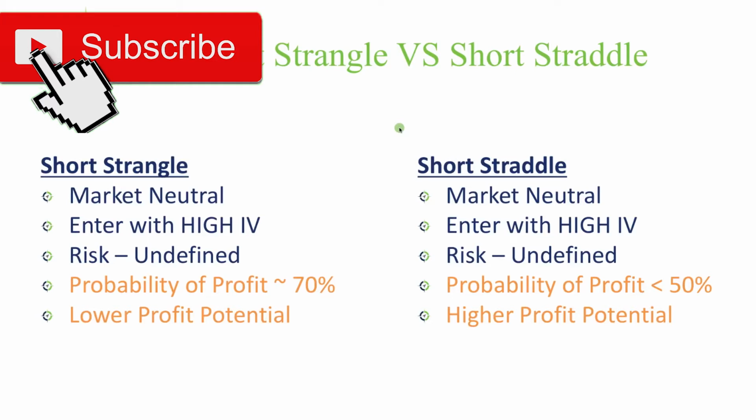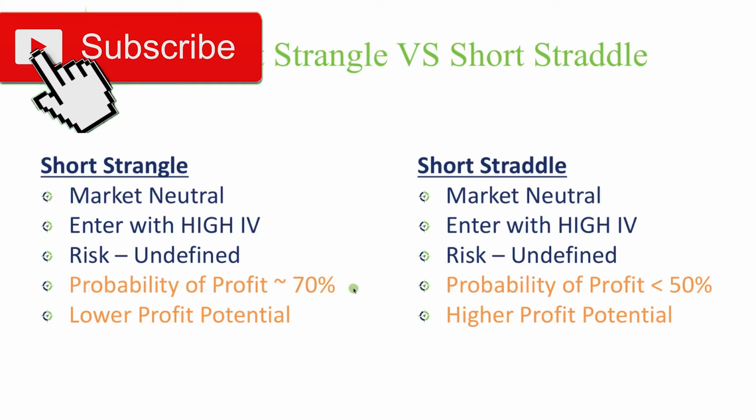In both cases, we like to enter in a market neutral situation. We like to enter both a strangle and a straddle with high implied volatility. When you're selling a short strangle or a straddle, the risk is theoretically undefined. And then there are two main differences between the two.